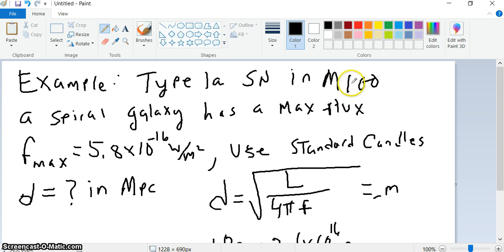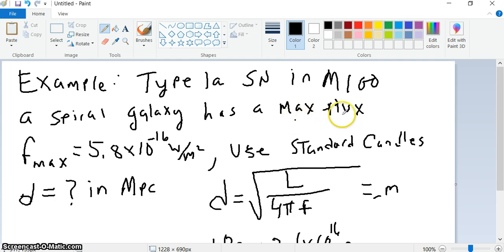that we observe in a spiral galaxy called M100, which is in the same direction as the Pinwheel Galaxy. Just to let you know, this is not the Pinwheel Galaxy. It's a totally different galaxy. Anyhow, let's say that we observe the maximum flux.